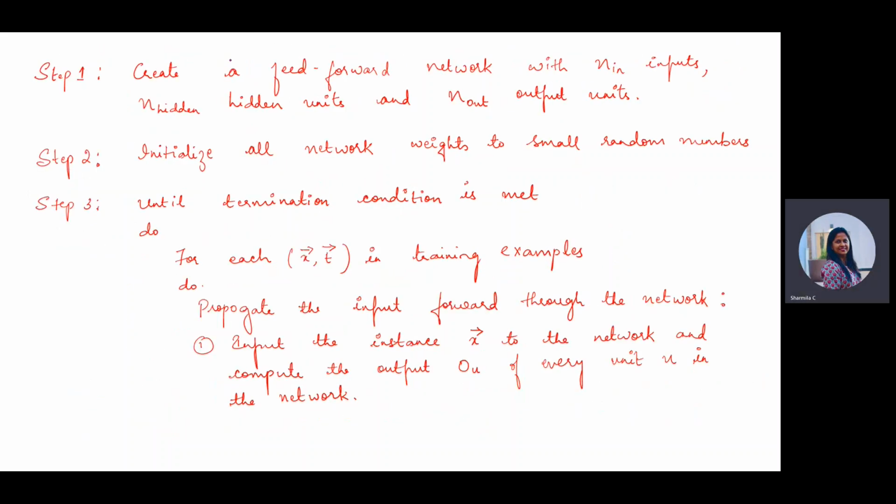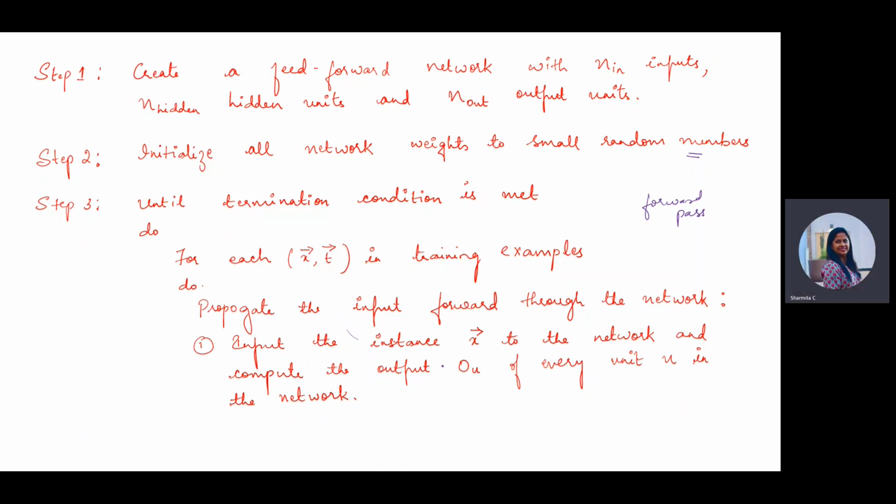Coming to the backpropagation algorithm, the first step is to create a feed-forward network with n_in inputs, n_hidden hidden units and n_out output units. Initialize all the network weights to small random numbers, which is similar to the perceptron training rule. Then, until the termination condition is met, for each training example we propagate the input forward through the network. That is, we perform the forward pass first.